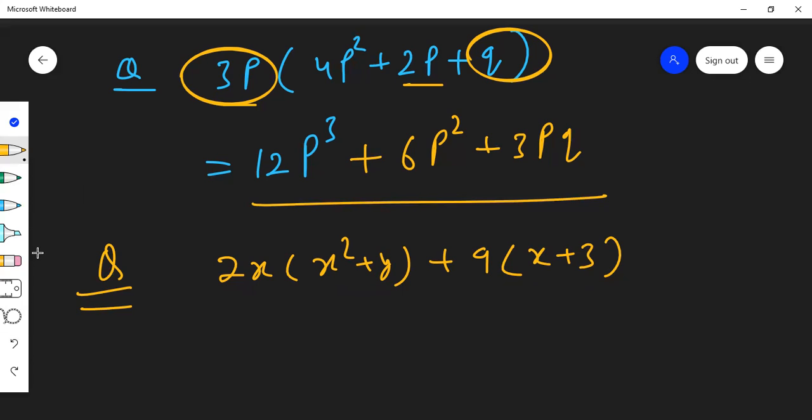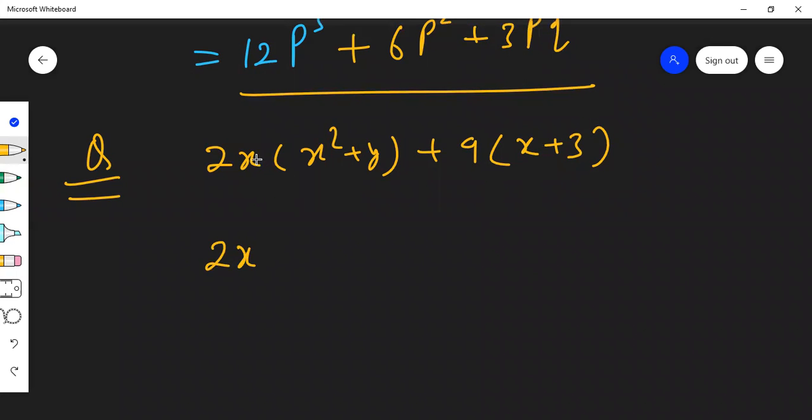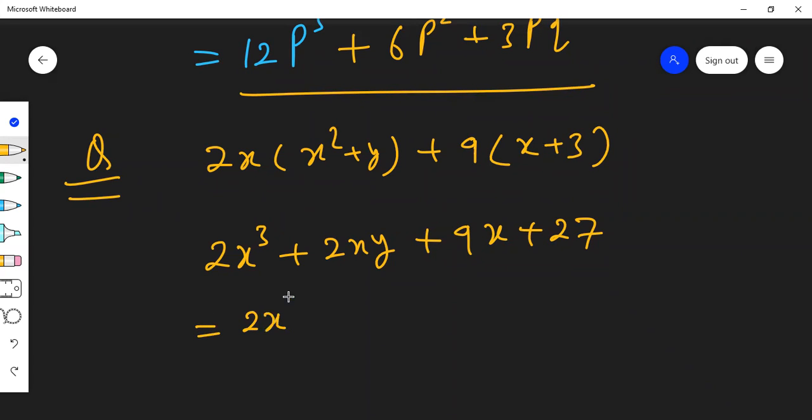Here we go. 2x multiplied with x squared. 2x into x squared will be 2x, power 1 and power 2, should be 2x cubed. And then multiply 2x with y. This will become 2xy. Okay. Now 9 with x plus 3, 9x. 9 into 3 is 27. Which property are we using? Distributivity. Distributivity means you are multiplying with the number. Wow, I got answers already. Very well done. So let's quickly finish it. So 2x cubed, very well done.